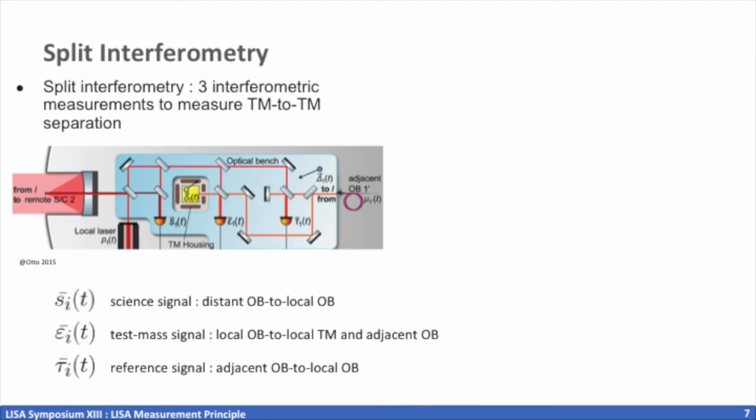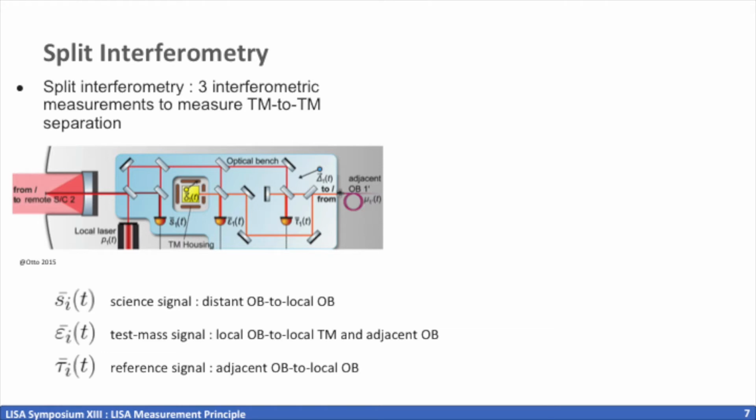Like I said before, the distance fluctuation of an arm is measured between two distant test masses. For this, the split interferometry technique consists of splitting this measure into multiple interferometric measurements. In LISA optical benches, 3 beat notes are performed. The science signal measures distance fluctuation between distant and local optical bench. The test mass signal measures variation between local optical bench, local test mass, and adjacent optical bench. And the reference signal measures variation between the adjacent and the local optical bench.